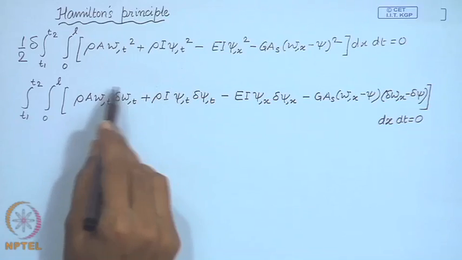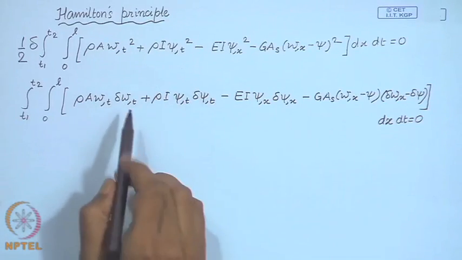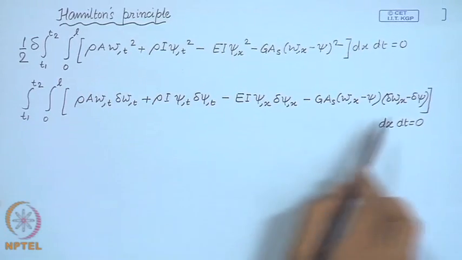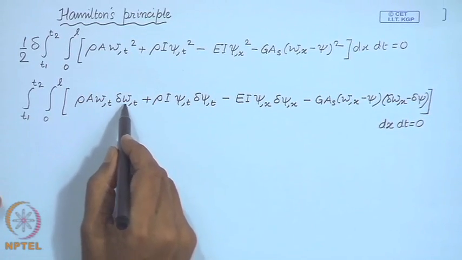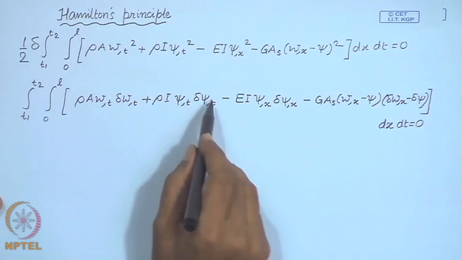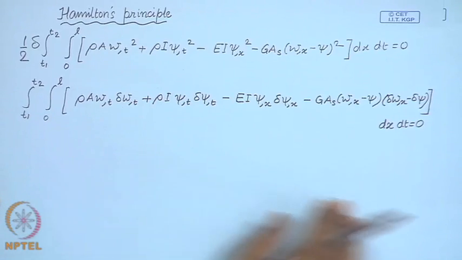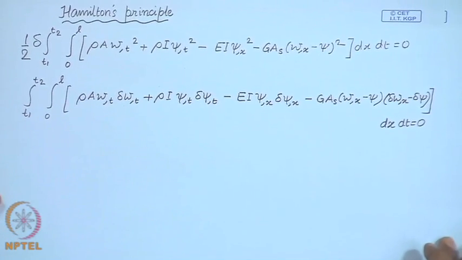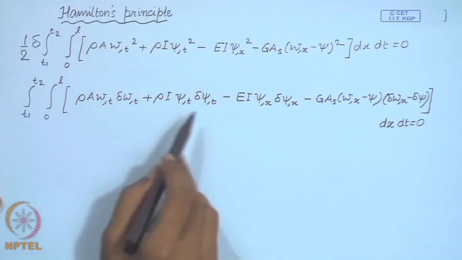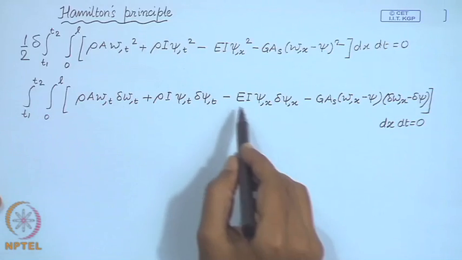Now, we want to take out this variation delta W common from here. So, in order to do that, we have to integrate this by parts with respect to time and this by parts again with respect to time, and these steps we have discussed many times before. So, those terms at T 1 and T 2 must vanish.